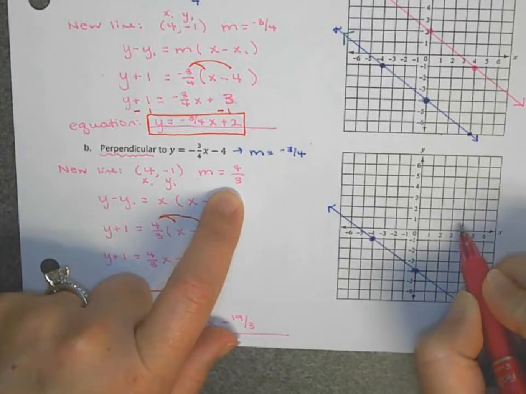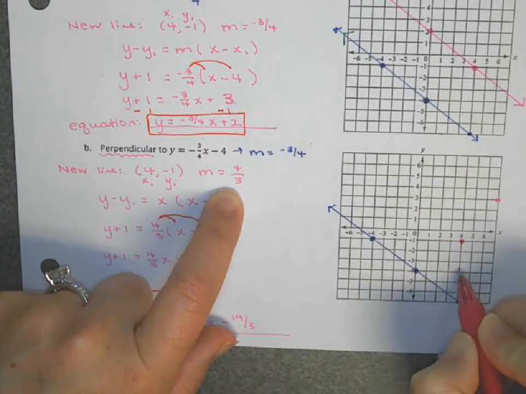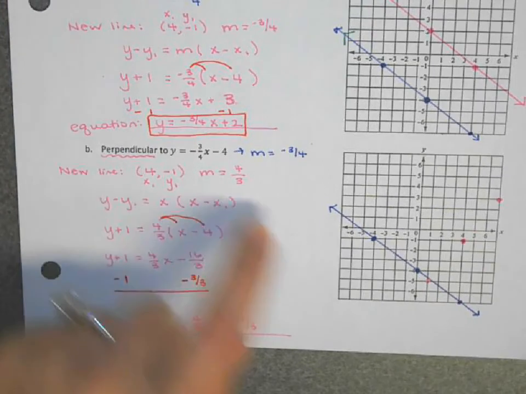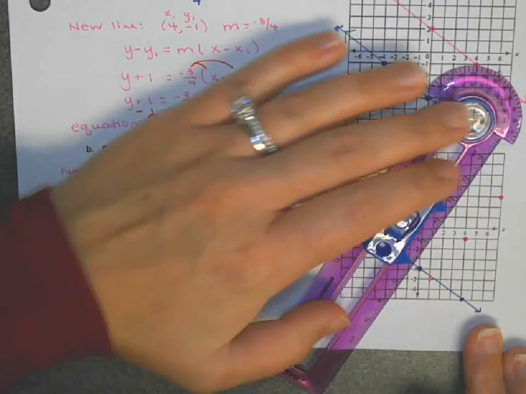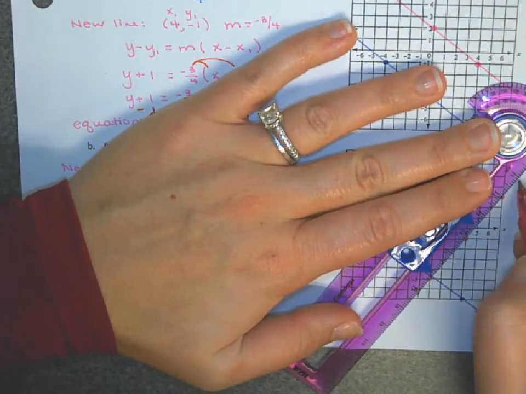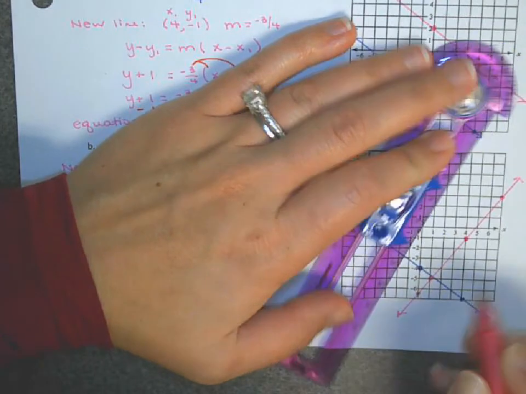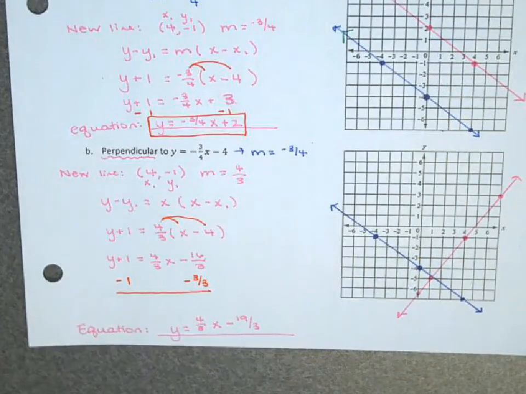Up 4, right 3. Down 4, left 3. And then connect it with your straight edge. And we'll check and see if that y-intercept makes sense. We can see that it crosses just below 6.